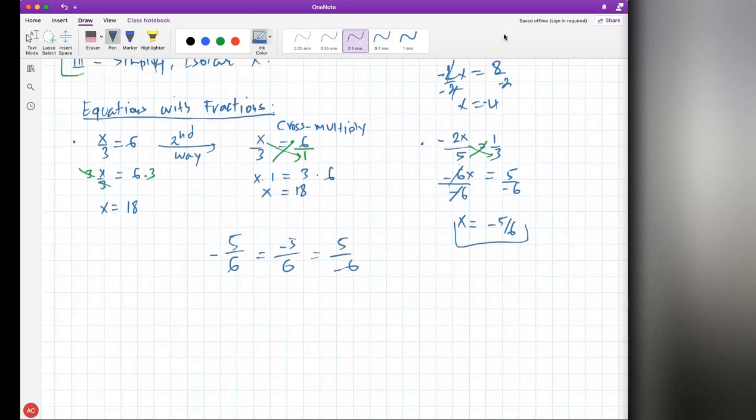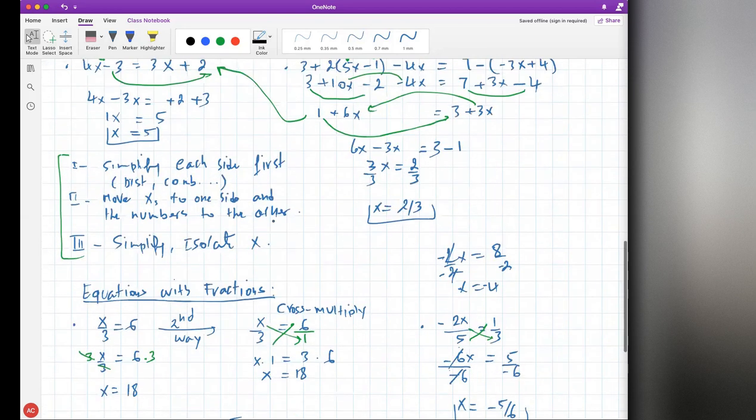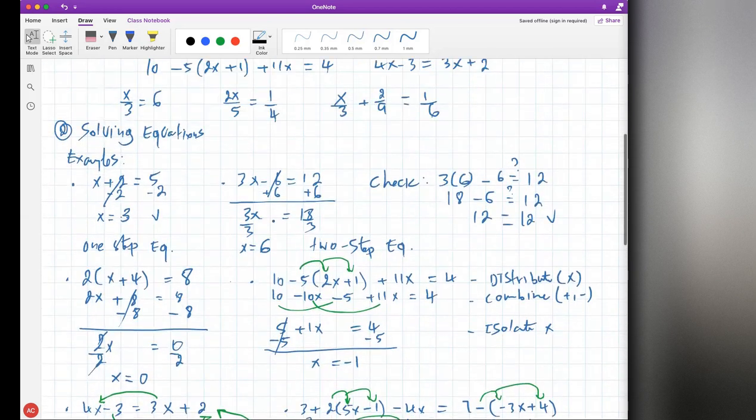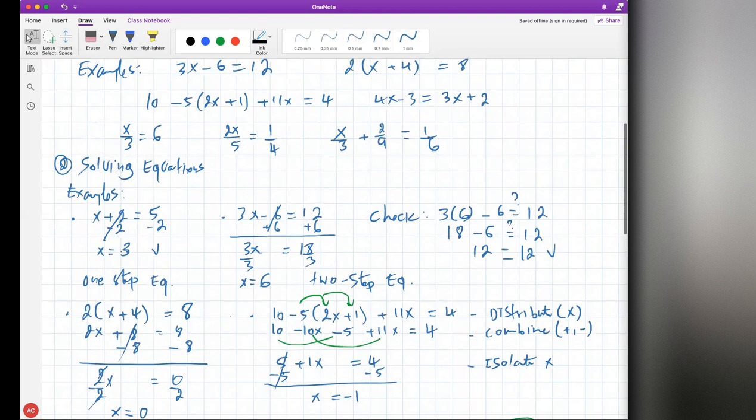Okay, so that's basically what you do if you have two fractions only: cross multiply. Now let's see what happens if you have multiple fractions. See here, we have a bunch of fractions. So let's see how to solve this problem.